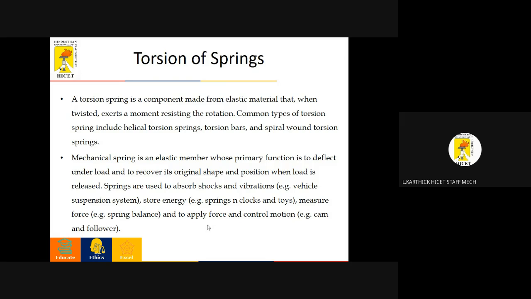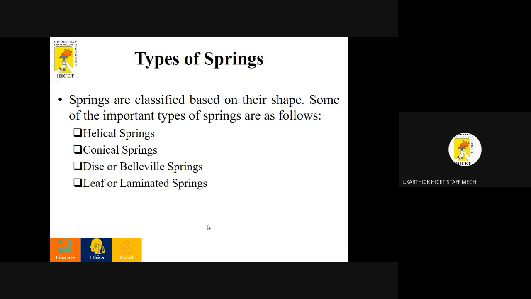The vehicle suspension system is the best example, and the springs in clocks and toys, which store energy, are another good example. The spring balance for measuring force is also one of the best examples of mechanical springs, and springs are used to apply force and control motions, like cam and follower. Cam and follower is another pretty good example in the automotive sector. So these are the different types of springs.